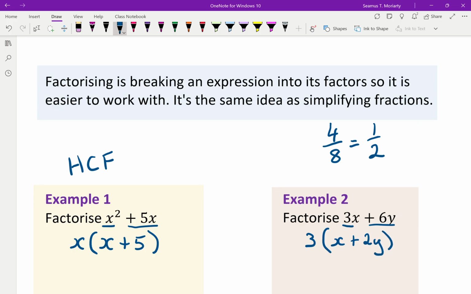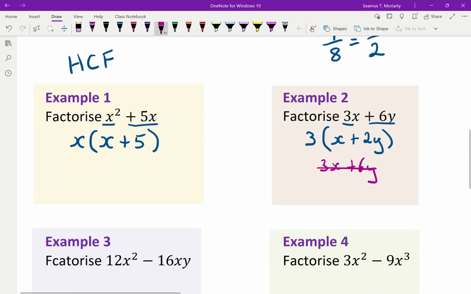If you want to check you're right, you can just multiply back out this bracket. 3 times x is 3x, 3 times 2y is 6y, and you get back to where you started. When just asked to factorise, that's not a necessary step. Two more examples I have.